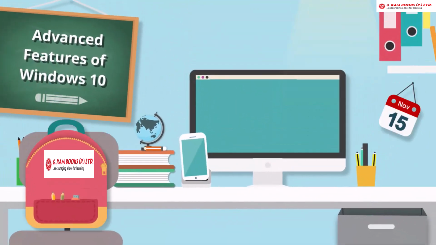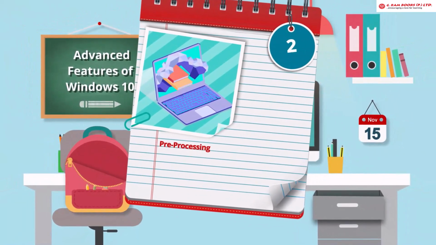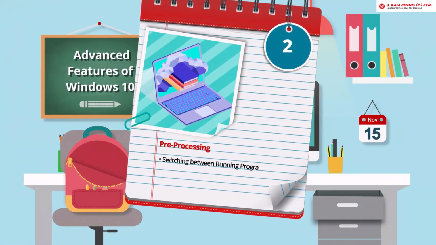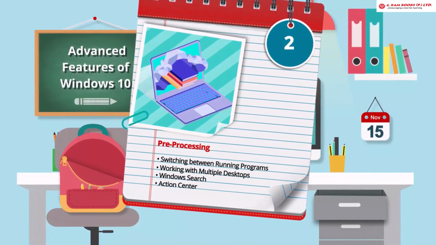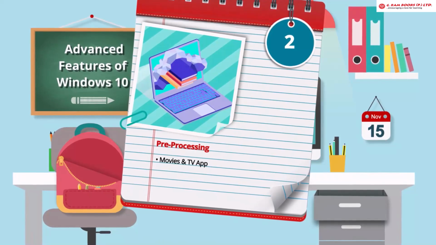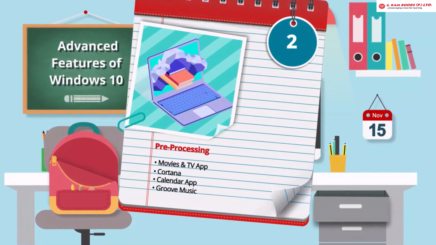Chapter 2: Advanced Features of Windows 10. Pre-processing. Switching between running programs, working with multiple desktops, Windows Search, Action Center, Movies and TV app, Cortana, Calendar app, Groove Music app.